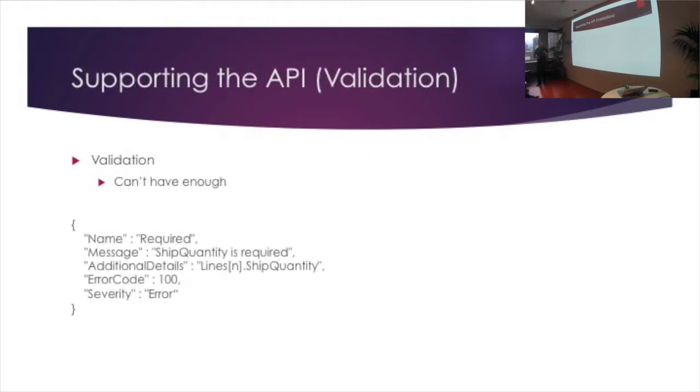Supporting the API, validation, frankly you just can't have enough. One of the things we found very early on is that feedback stops phone calls. So we do our best to give them as much information as possible about when they've sent us the wrong stuff. And we have 3 layers of validation.